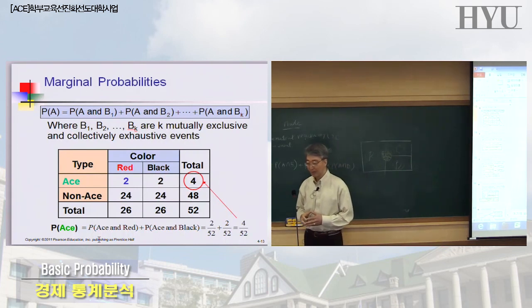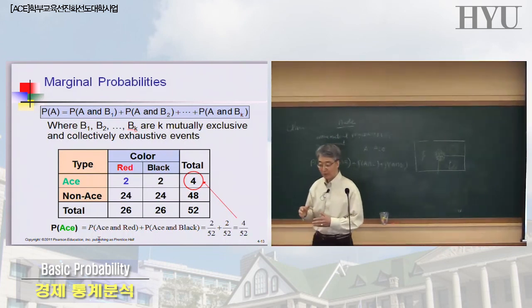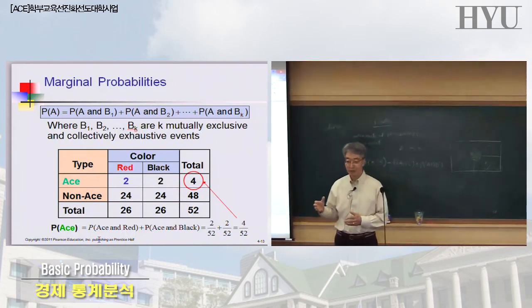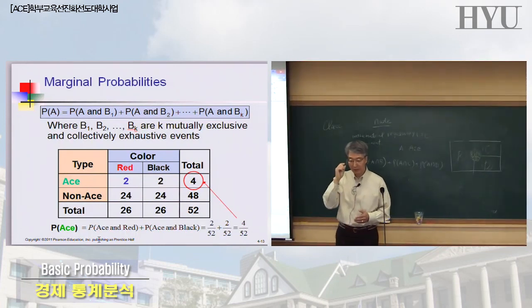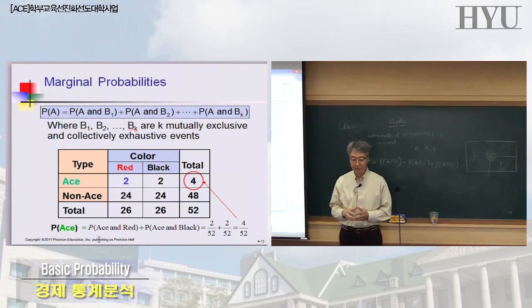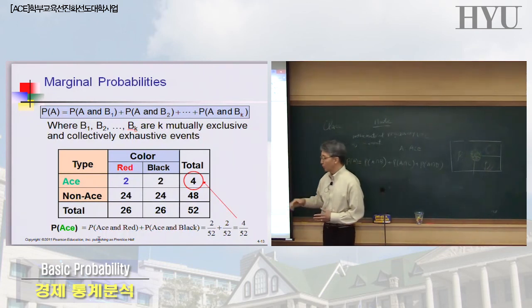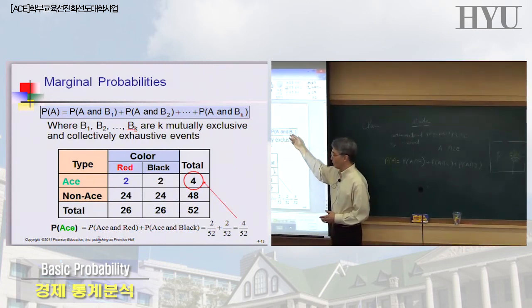But we need that for our ultimate goal in this chapter. If you read the chapter, the final topic is Bayes' theorem. In order to understand how to use Bayes' theorem, you need to understand the concept of marginal probability, this idea.